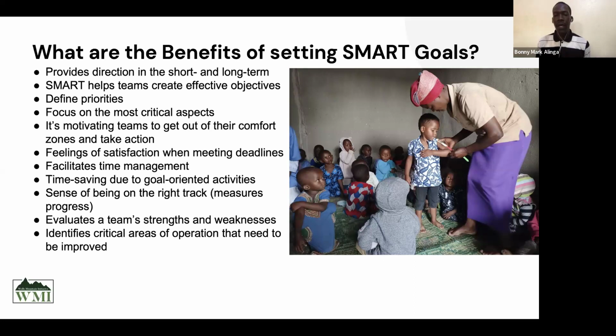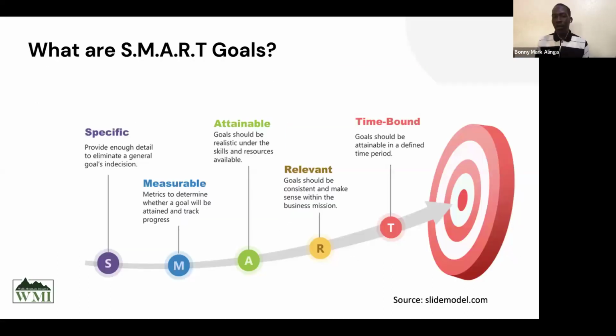Are the team not making it because the marketing team are not doing the right part? Or are the team not making it because the back end team are not doing the real branding for the company products? It helps you to find the critical areas that you need to improve in your operation. And so we need to do the SMART goal.